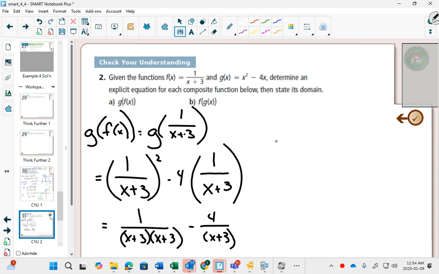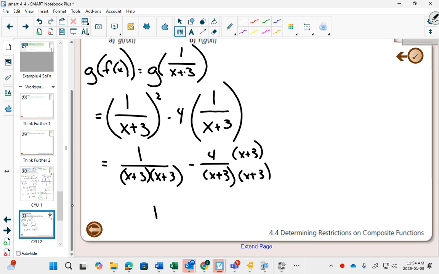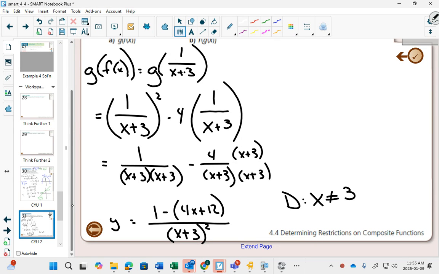If I wanted to combine those to a single fraction, I would need to get a common denominator, which means I'd have to multiply this one by x plus 3 over x plus 3. And my final answer would be 1 minus 4x plus 12 over x plus 3 squared. What is our domain? X can't equal negative 3 because it would cause you to divide by 0.